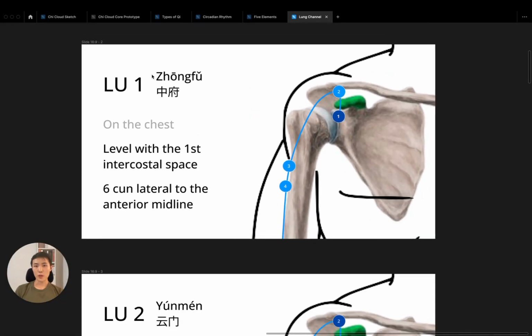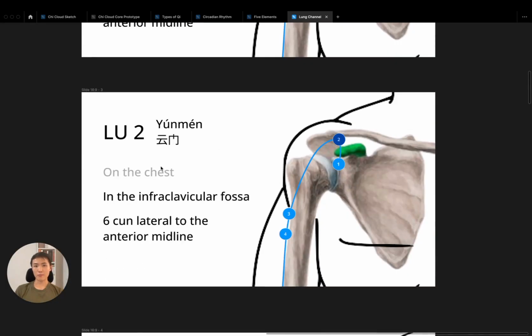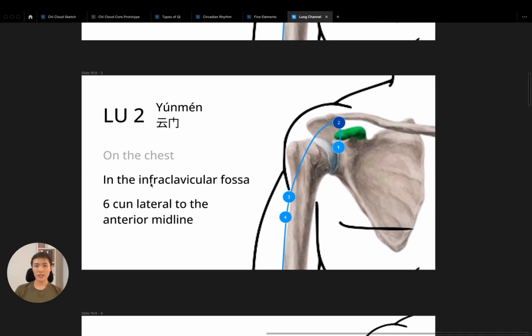Now, lung 2 will be really close. In fact, in some definitions, it is 1 cun superior to lung 1. So lung 2, yunmen, is on the chest, in the infraclavicular fossa, which basically just means below the clavicle, and fossa just means space. So the space below the clavicle, 6 cun lateral to the anterior midline. So again, you're going to find where the coracoid process is protruding out, just go right above it. And so lung 1 will be right below the coracoid process, and lung 2 will be right above the coracoid process.